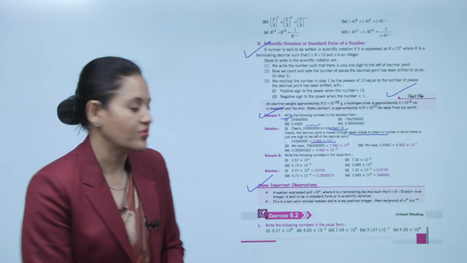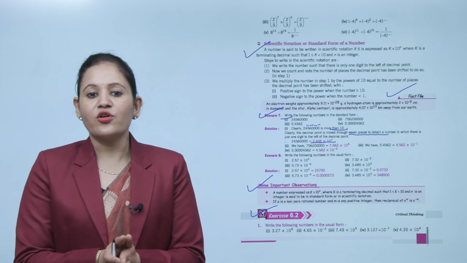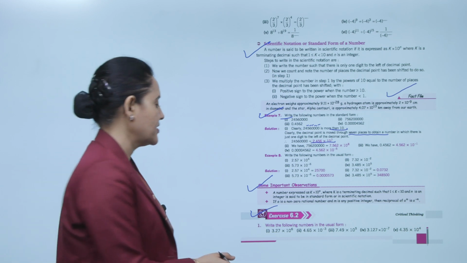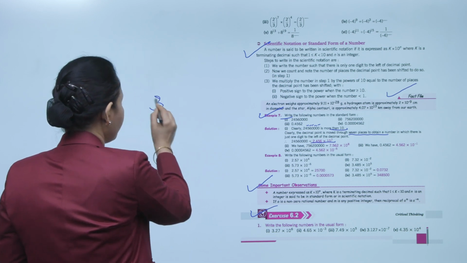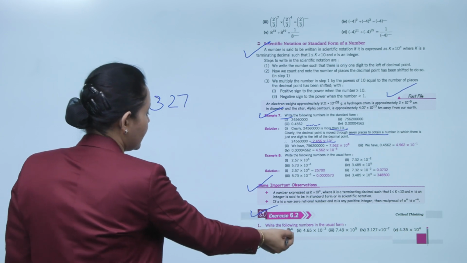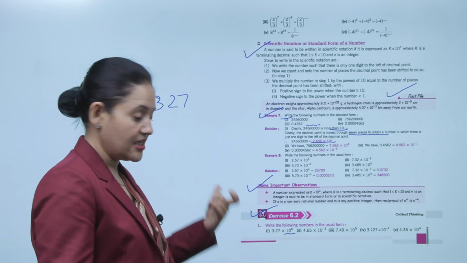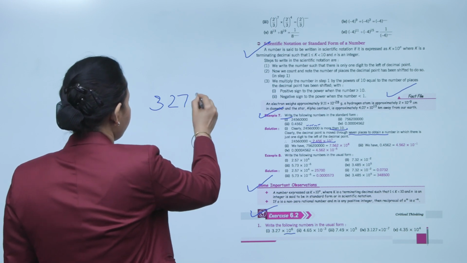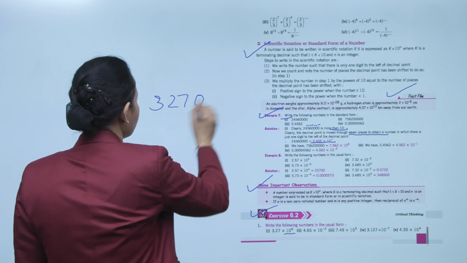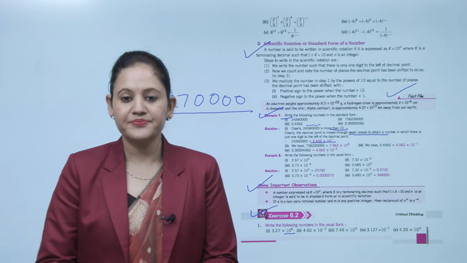Next is exercise 6.2. Write the following number in the usual form: 3.27 into 10 to the power 6. So the usual form will be 327, with 10 to the power 6. Means, what have we done? We moved 6 places. So, after the decimal, how many digits should there be? 6 digits: 1, 2. So that is our answer. Clear?